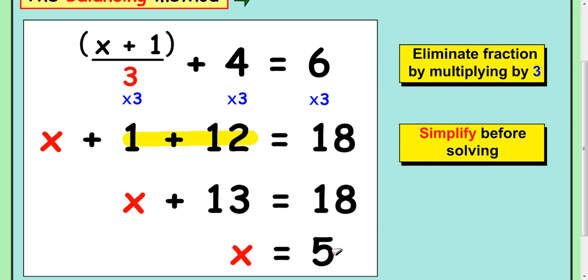And you can also check to see if it works. Let's substitute 5 back in up here. 5 add 1 is 6, divide by 3 is 2, and if you add on 4 you get 6 here, so it works.